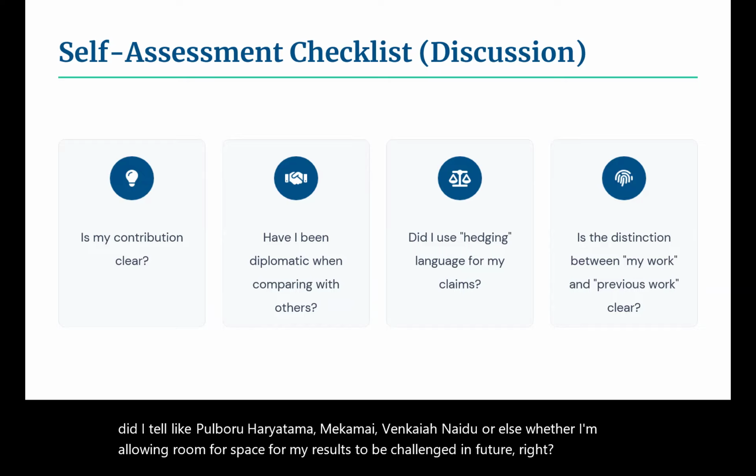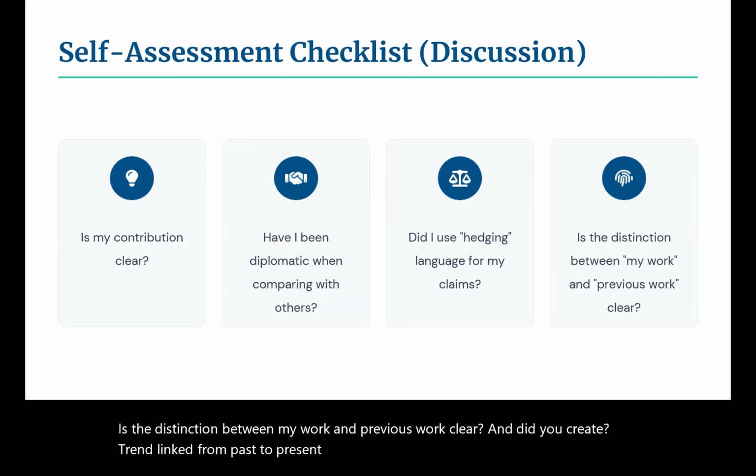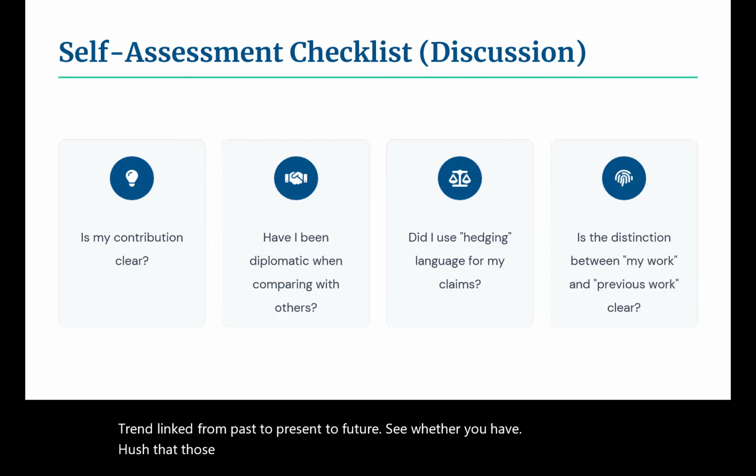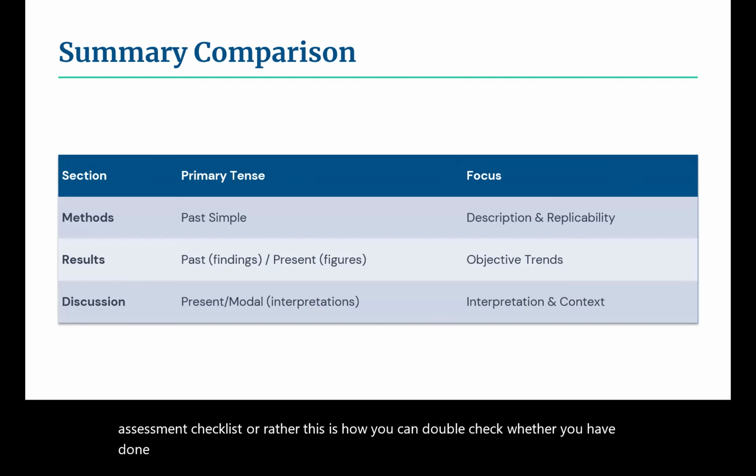Is the distinction between my work and previous work clear? And did you create a three-dots trend linked from past to present to future? See whether you have touched those aspects in your discussion section. And this is how the self-assessment checklist works, or rather this is how you can double check whether you have done your job correctly.